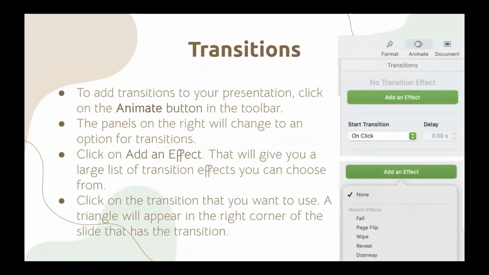Transitions. To add transitions to your presentation, click on the animate button in the toolbar. The panel on the right will change to an option for transitions. Click on Add an Effect. That will give you a large list of transition effects you can choose from. Click on the transition that you want to use. A triangle will appear in the corner of the slide that has the transition.